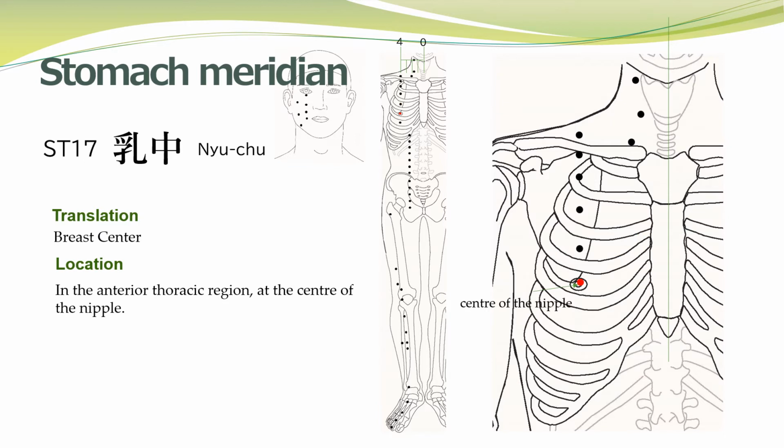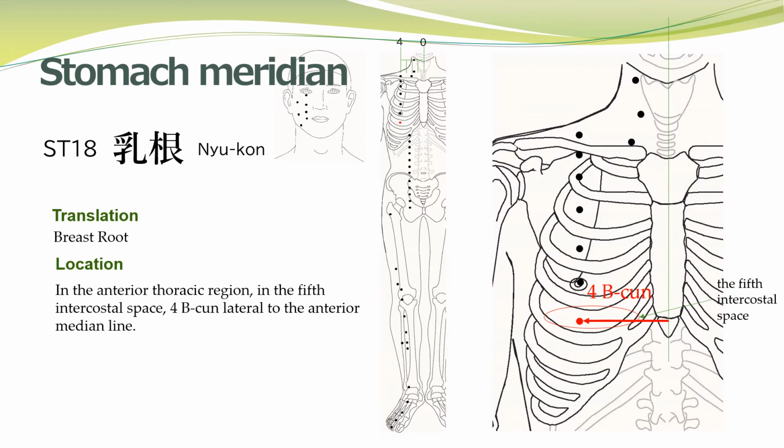ST17. Breast center. In the anterior thoracic region, at the center of the nipple. ST18. Breast root. In the anterior thoracic region, in the fifth intercostal space, 4 fcun lateral to the anterior median line.